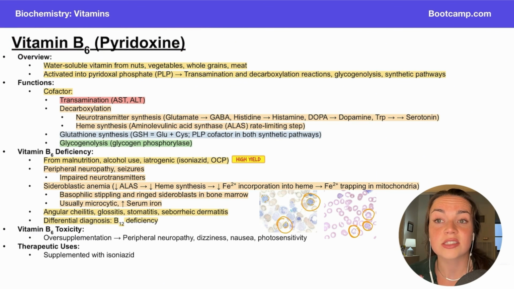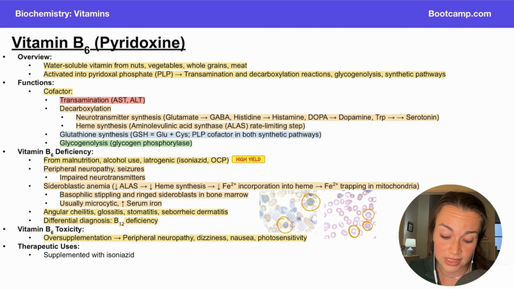Now, like we said, it's difficult to overdose on a water-soluble vitamin because they don't get stored in the body. But when we are administering things therapeutically in high doses, we can see toxicity. So in the case of oversupplementation of vitamin B6, you'll see peripheral neuropathy, dizziness, nausea, and photosensitivity. And the therapeutic uses, like I just alluded to, really the big one to know is that vitamin B6 is empirically supplemented on patients you start on isoniazid.